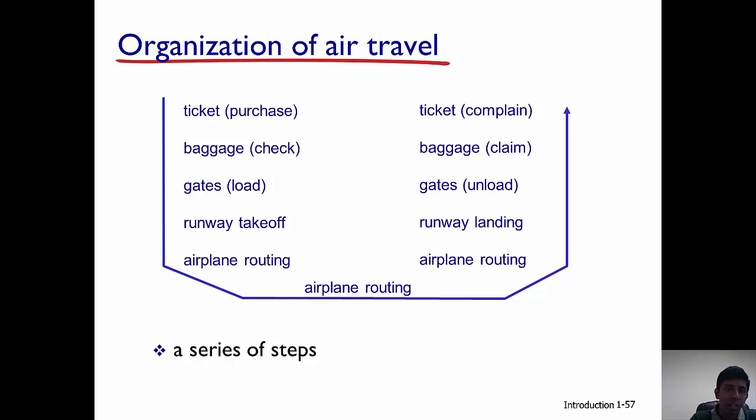So it's nothing but a series of steps, organized in a series of steps. And this is what makes air travel so easy. Our internet structure, I should say the networking structure, is also organized in a bunch of layers. And we'll look at that. So remember this analogy, and it will help you in understanding the layering of networks.